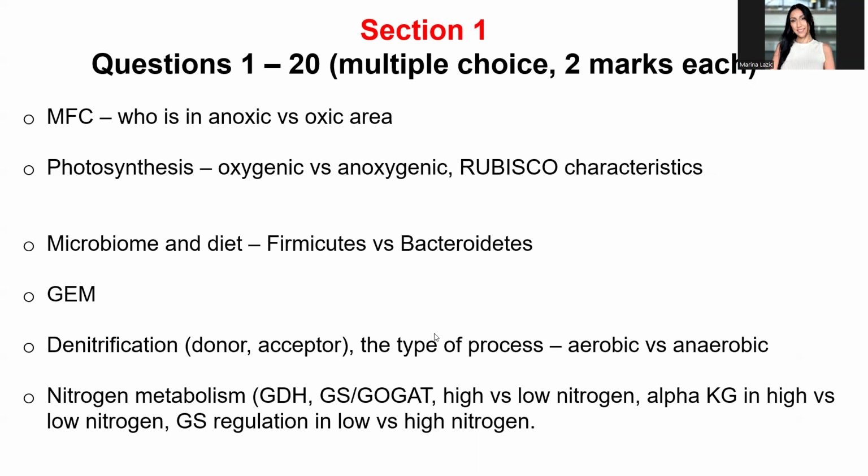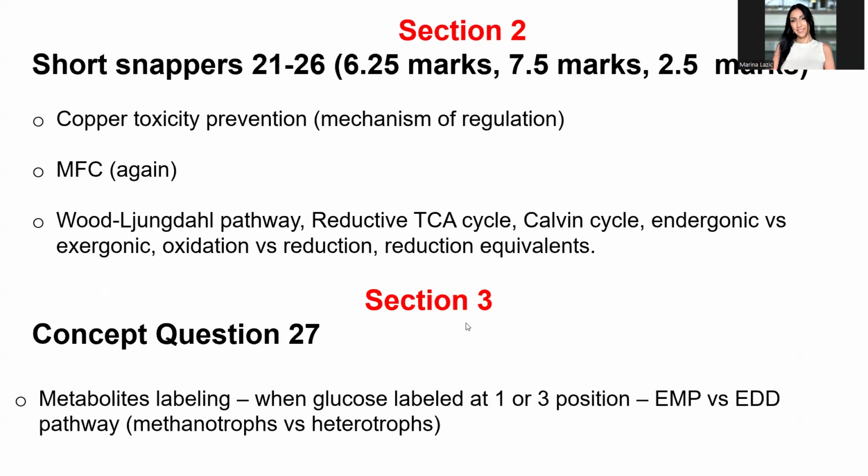Denitrification: what is this type of process? Is it aerobic or anaerobic? Who is donor, who is acceptor, and what's the purpose of denitrification? And last but not least, nitrogen metabolism: the GDH and GS-GOGAT system, high versus low nitrogen, alpha-ketoglutarate in high versus low nitrogen, and GS or glutamine synthetase regulation at the transcriptional and at the protein level, like who is phosphorylated when, who is uridylated and when.